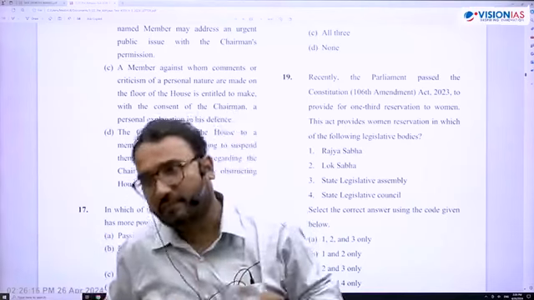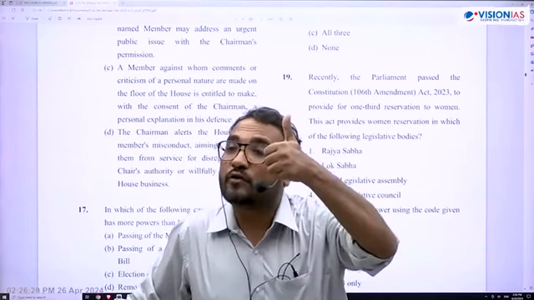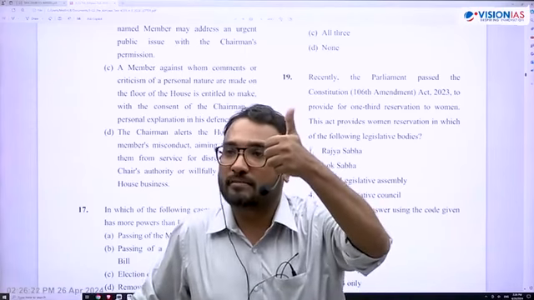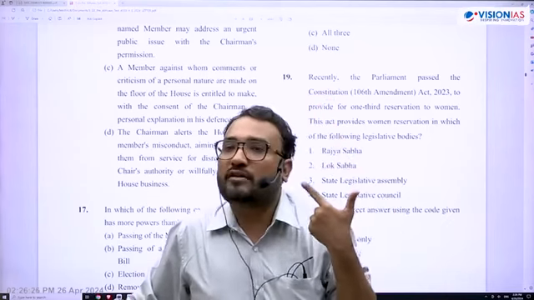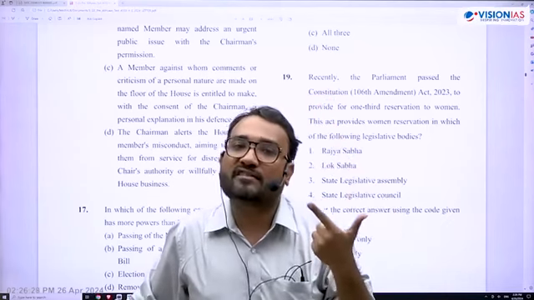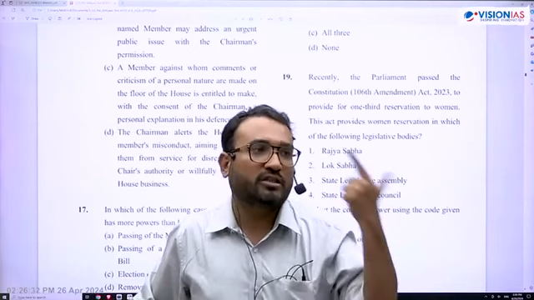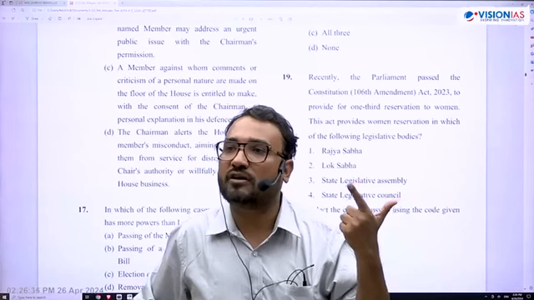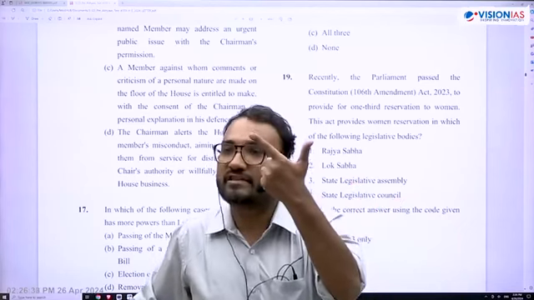But this is an incomplete statement. 5 more facts are there. First, there is no reservation for anyone on the basis of caste in Rajya Sabha except 12 nominated members. Second, there is no reservation on the basis of caste in State Legislative Council, Article 169 of the Constitution. So remember 2 things: caste-based reservation is not there in Rajya Sabha nor in State Legislative Council.